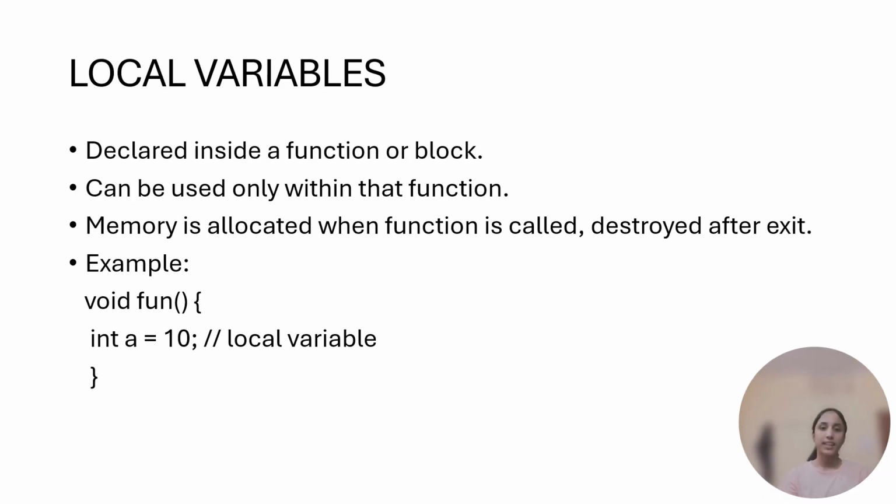Local variables are declared inside a function or block and can be used within that function. Memory is allocated when the function is called and destroyed after exit. Example: void main function, int a equals 10, a local variable. This is the local variable, where the integer is defined inside the function.